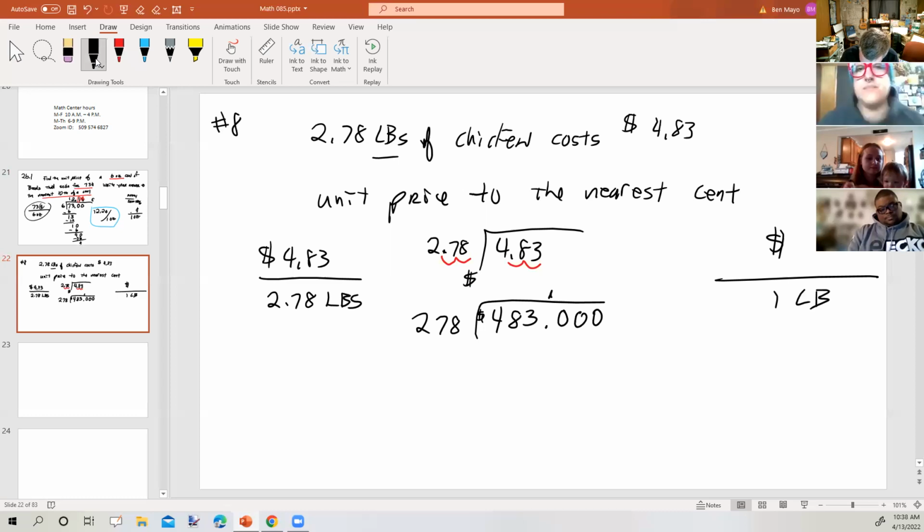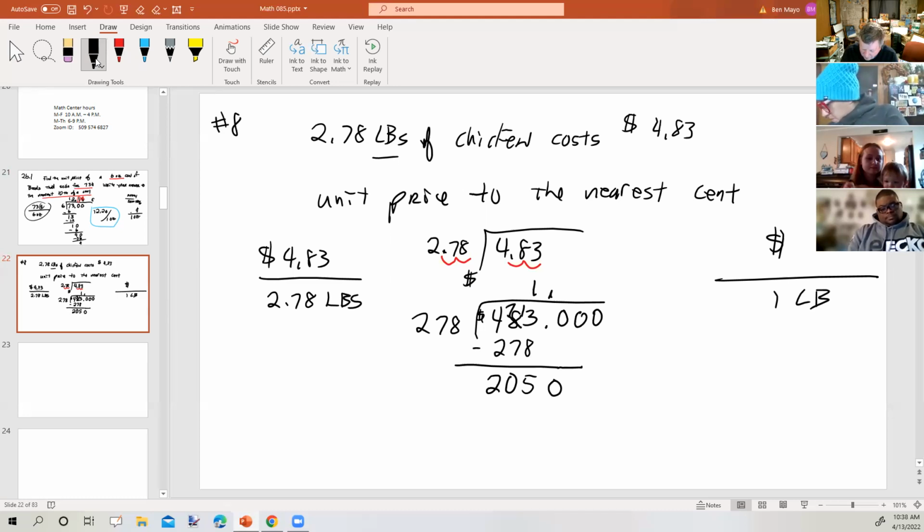278 goes into 483 just 1 time. So 278, we're going to subtract. We're going to borrow and carry. 13 minus 8 is 5. 7 minus 7 is 0. 4 minus 2 is 2. We're going to bring down the next 0.